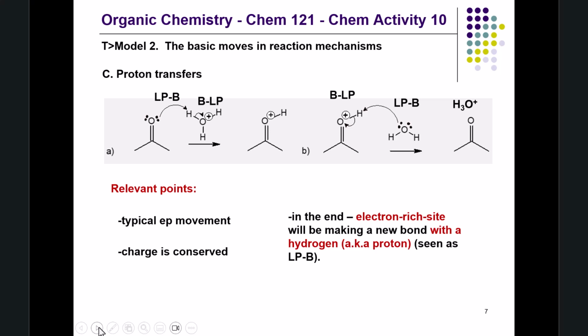In our synchronous classes, we will review these basic moves and allow you time to practice and master recognizing them, being able to label them, and also to be able to predict the product by interpreting what the curved arrows mean.